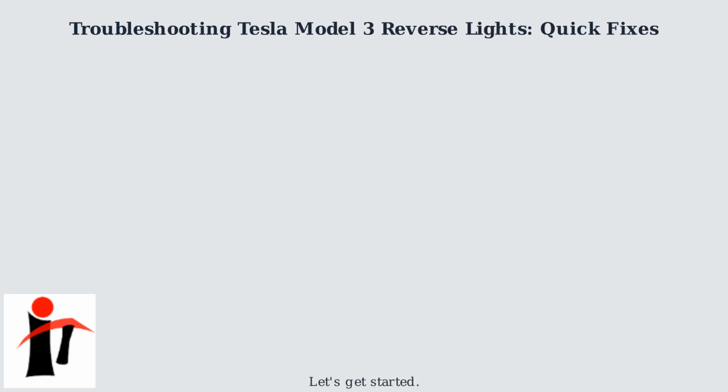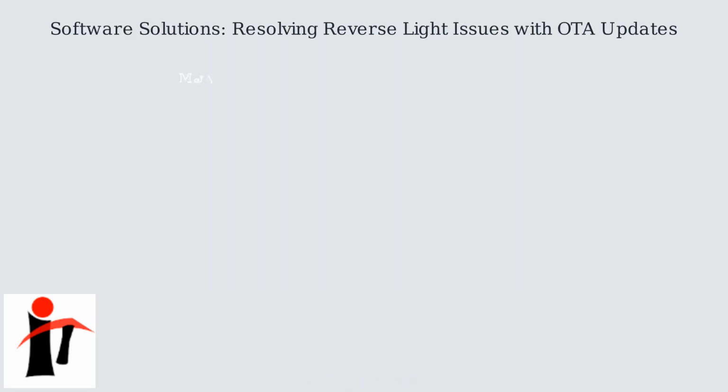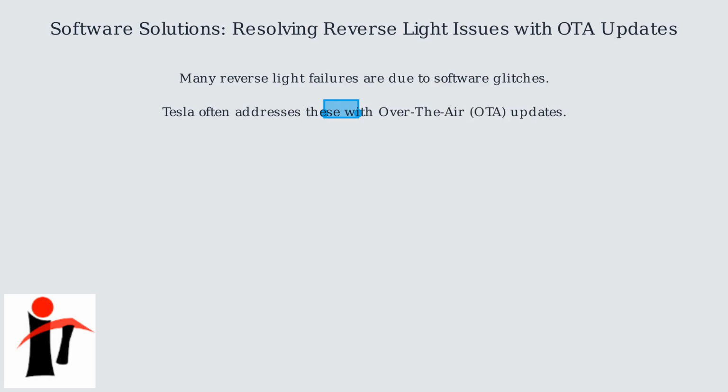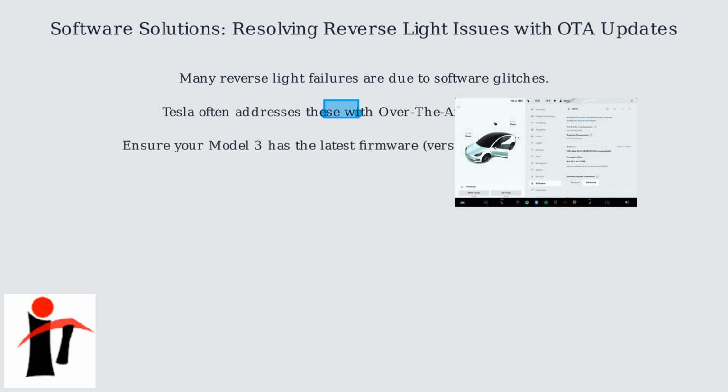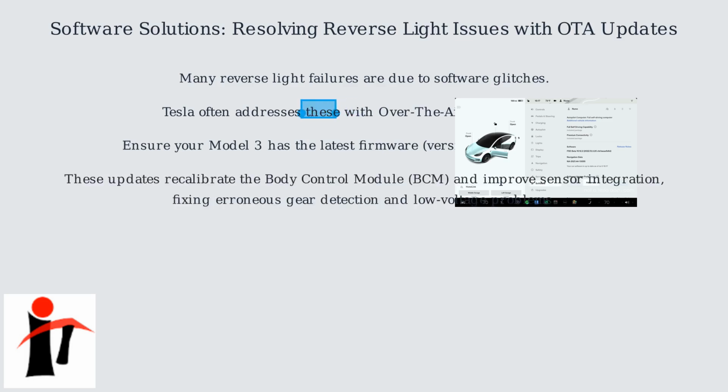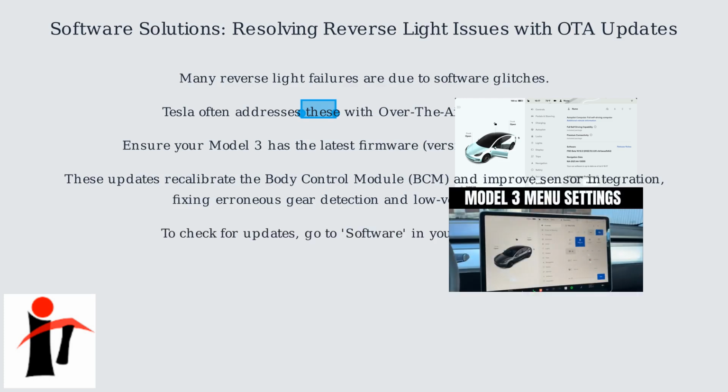Let's get started. Many reverse light failures are due to software glitches. Tesla often addresses these with over-the-air OTA updates. Ensure your Model 3 has the latest firmware, versions 2024.45 or later. These updates recalibrate the body control module, BCM, and improve sensor integration, fixing erroneous gear detection and low-voltage problems. To check for updates, go to Software in your Tesla's settings.